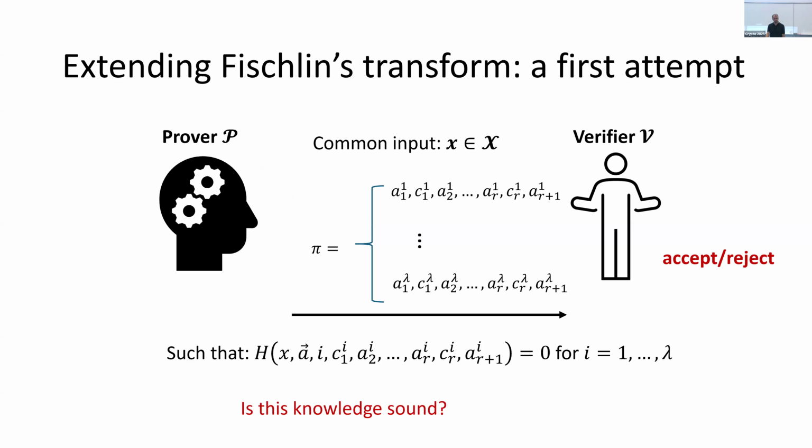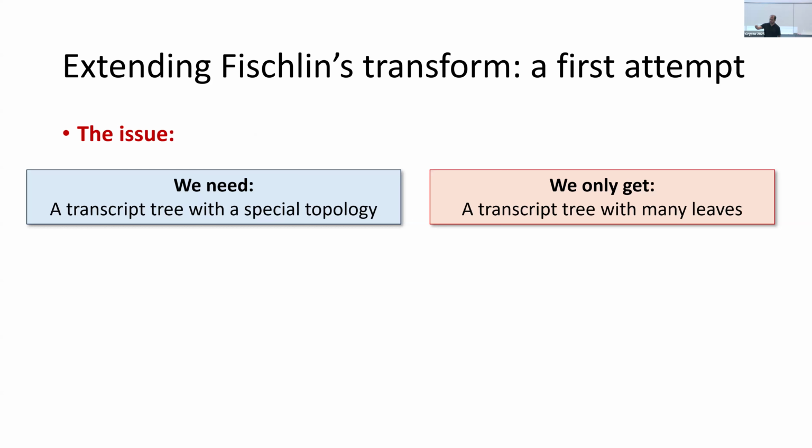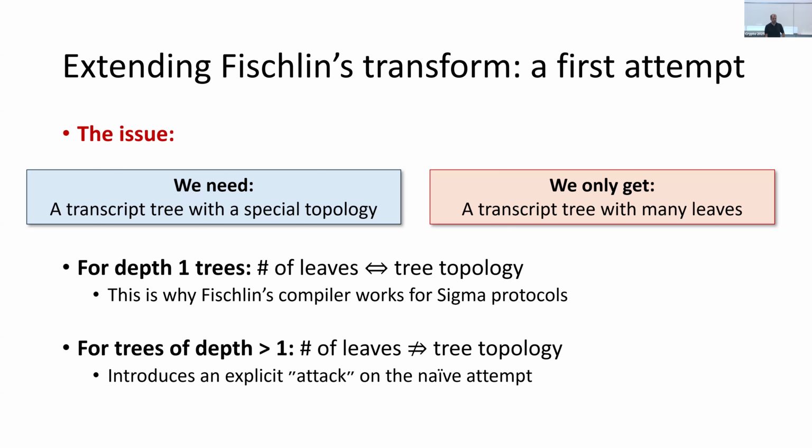The problem is that this is not knowledge sound, and the reason is the following. What we need in order to apply generalized special soundness is a tree that has a certain topology. But what the Fiat-Shamir transform only gives us is a bound on the number of leaves of the tree. For trees of depth 1, which correspond to sigma protocols, this is the same, since the number of leaves and the topology are just the same. But for deeper trees, it's no longer the case that the number of leaves determines the topology of the tree. And this introduces an explicit attack on this naive attempt.